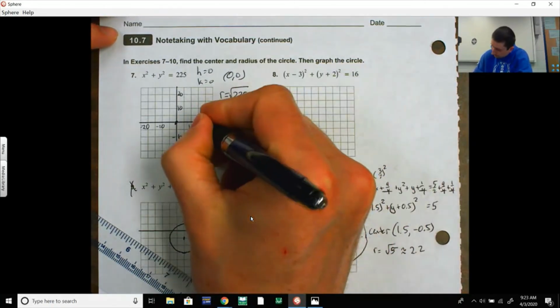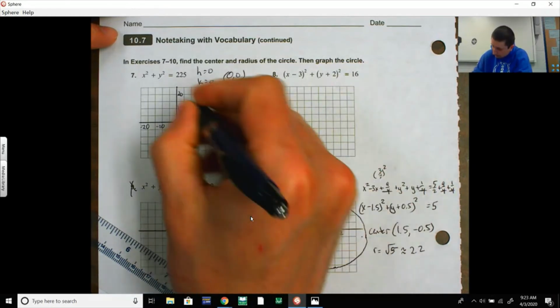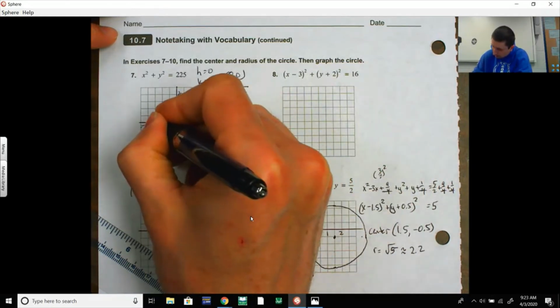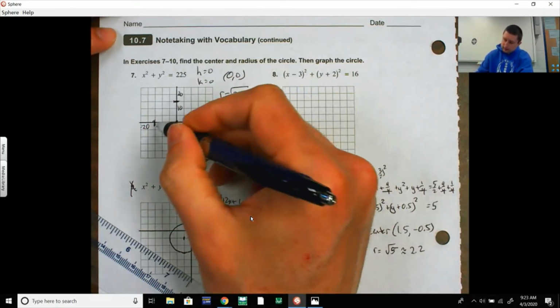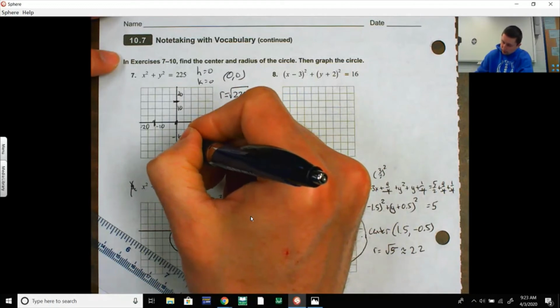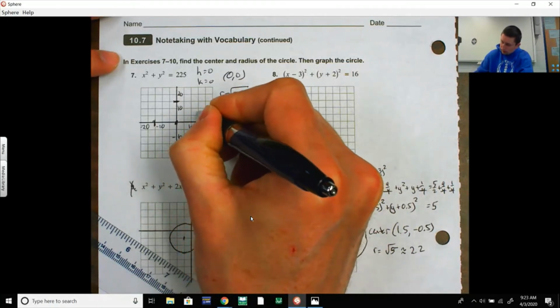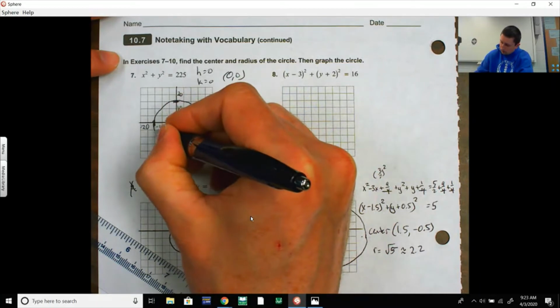Radius is 15. So what I do is from my point, I'm going to go 15 right, and I put a little tick mark. 15 up, put a tick mark. 15 left, put a tick mark. 15 down, put a tick mark. That gives me the 4: the right side, left side, top, and bottom. And from there, I try to draw my circle and try to not make it look like a diamond.